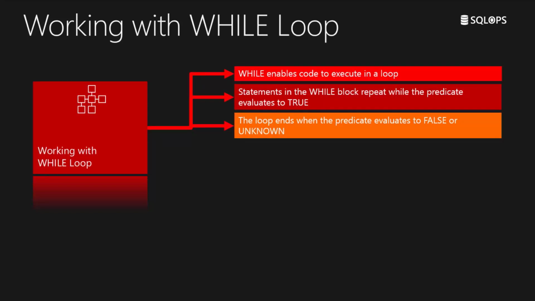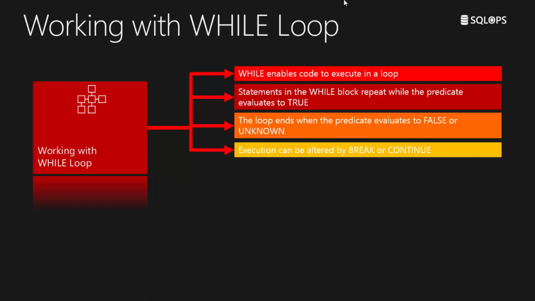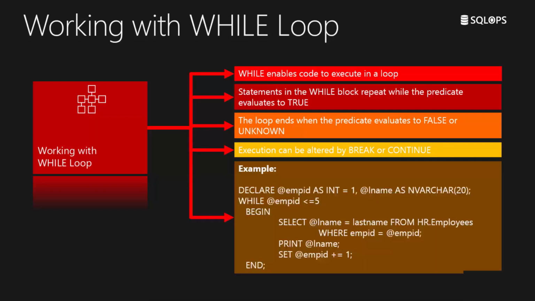Typically, you declare a variable and assign an initial value to this variable and manipulate the value of this variable inside the body of the while loop. This variable is tested by the predicate and controls the loop. The loop keeps executing until the predicate evaluates to false or unknown. The other way to control the execution of statements in the while loop is by using break and continue keywords. Let's take a look at an example.